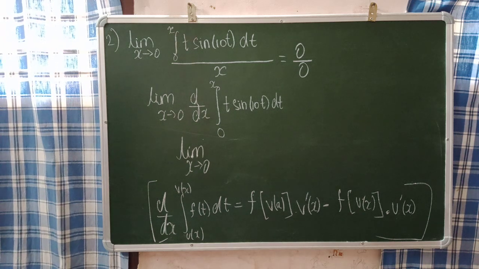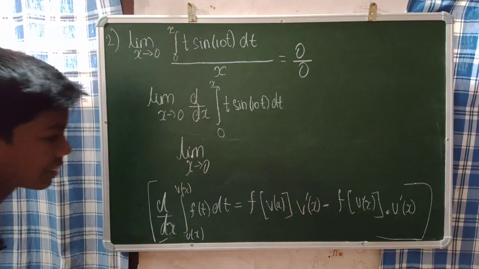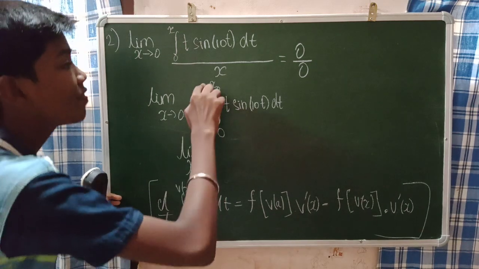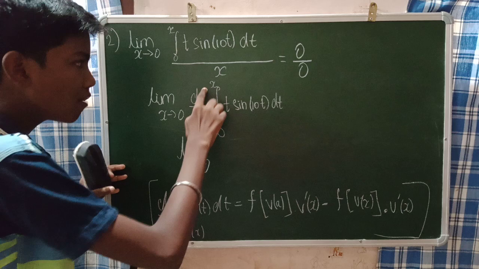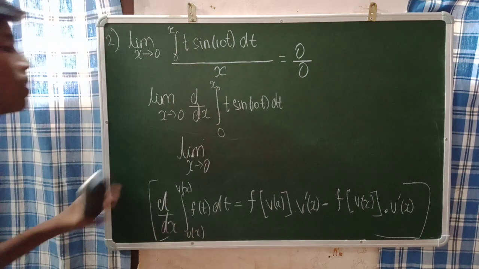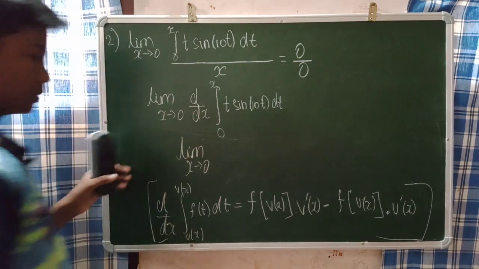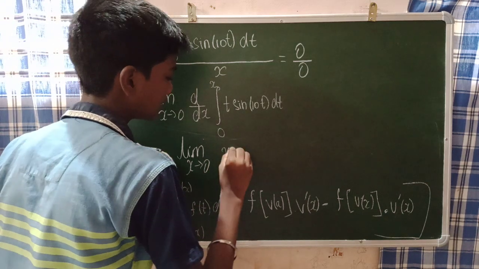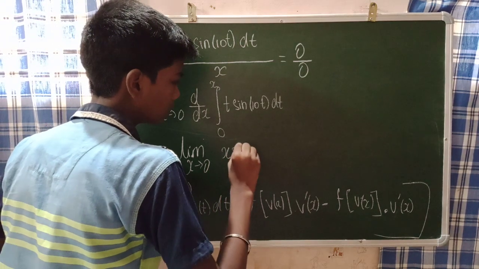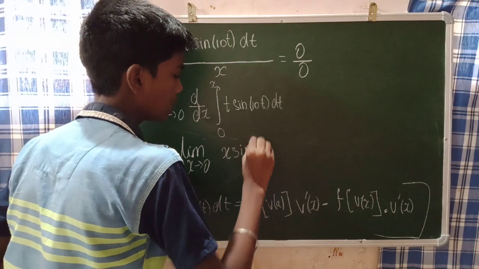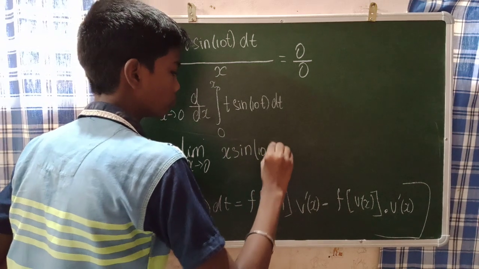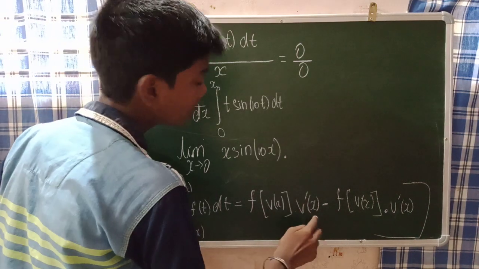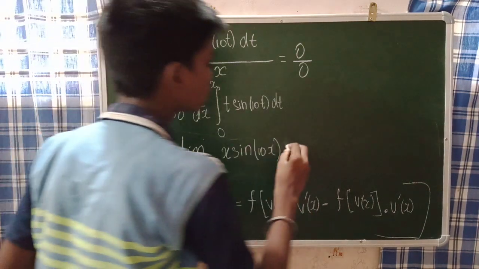Now to differentiate, you need f of v of x, that is f of the upper limit, which means f of x. In order to find the value of f of x, just put t as x. When you put t as x, I get x into sin 10x, into the derivative of the upper limit. The derivative of x is 1.